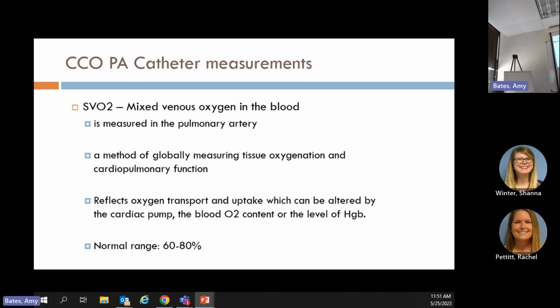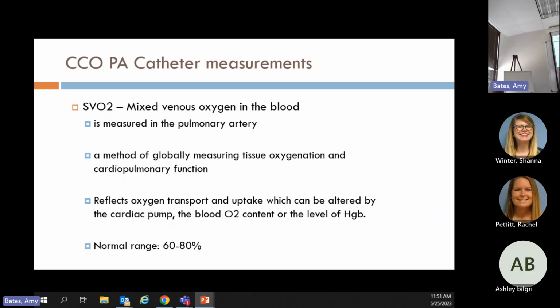Are they extracting more oxygen than they need or not enough? So when you talk about different shock states or things that are happening with the patient, normal is 60 to 80. When you see what the mixed venous oxygen is, if it's 60 to 80, then you feel like things are okay. If the oxygen has been extracted, so you have less than 60, then what's happening with your patient?